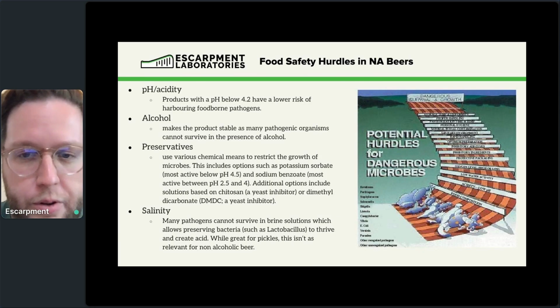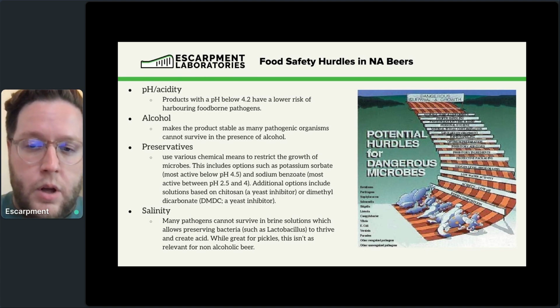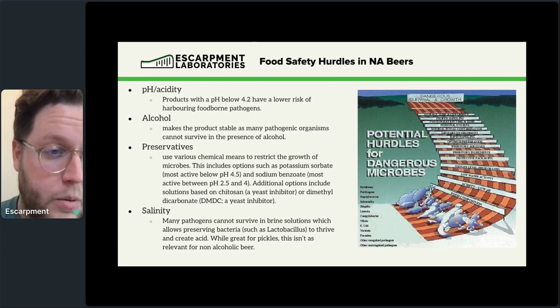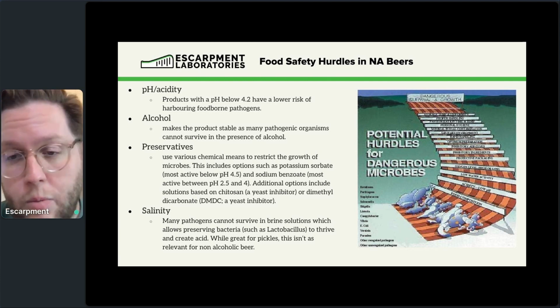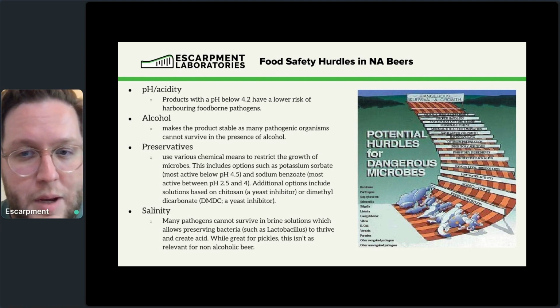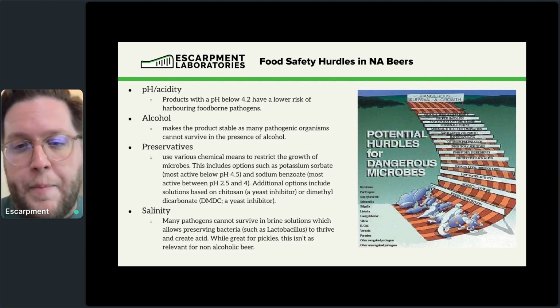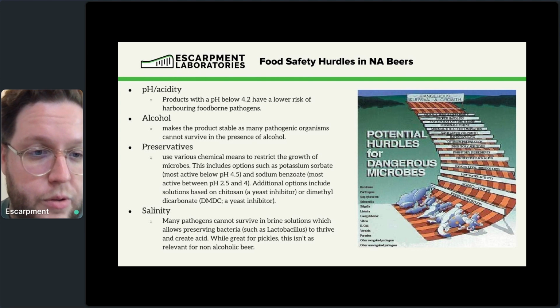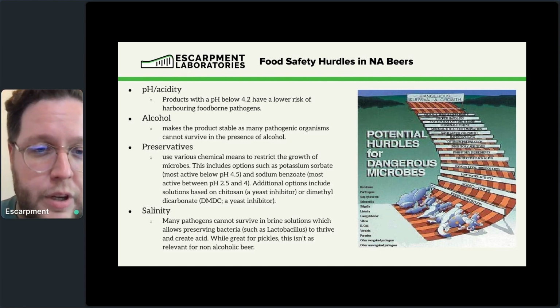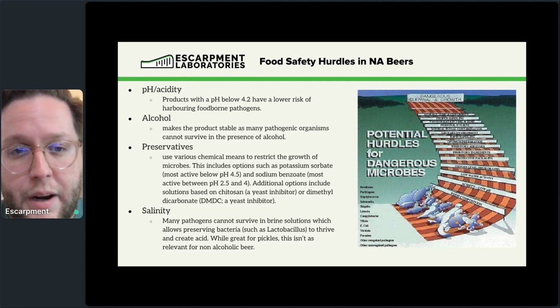And just to talk about some of those hurdles, I alluded to this earlier. Our best solution against whether that's dangerous microbes in the sense of things that can get us sick, or whether that's just yeast getting into a maltose-rich non-alcoholic beer and making the cans explode, is introducing hurdles. The more individual hurdles you introduce to prevent an unwanted microbe, a yeast or bacteria, from growing, the more successful that will be. And oftentimes with food safety, you see multiple hurdles used to make a product safe.